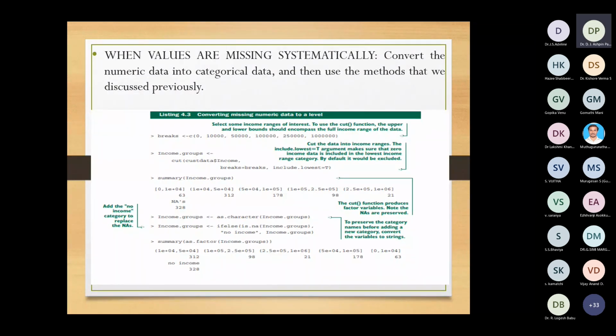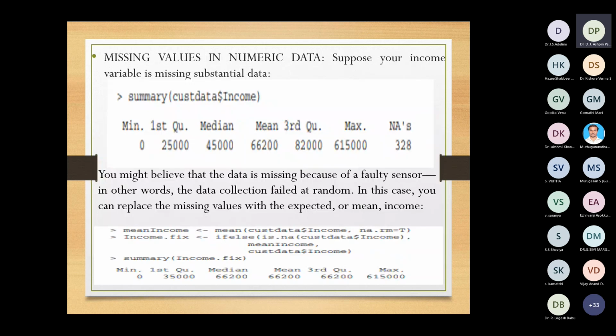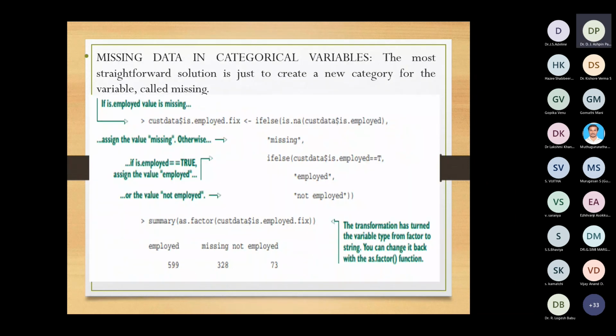Next one, when the values are missing systematically, another way is you can convert the numerical data into categorical data, and then you can use the methods that we discussed previously, right? If some of the numerical data are missed, you can assign a categorical variable, using some of the methods that we have discussed previously, and you can do it.